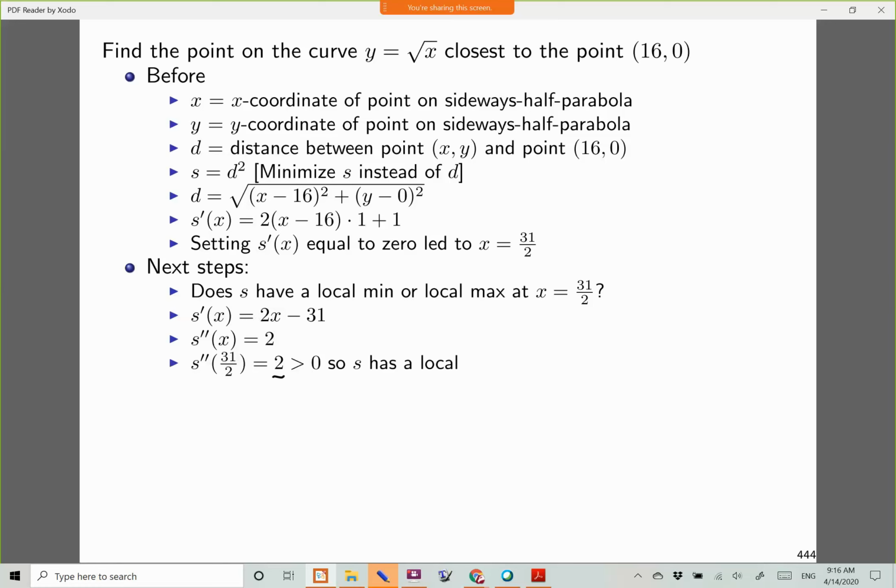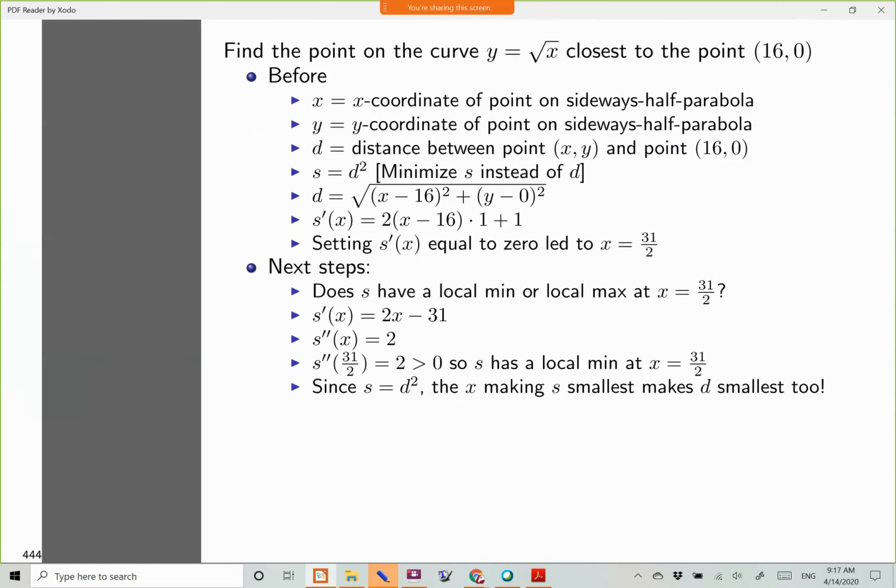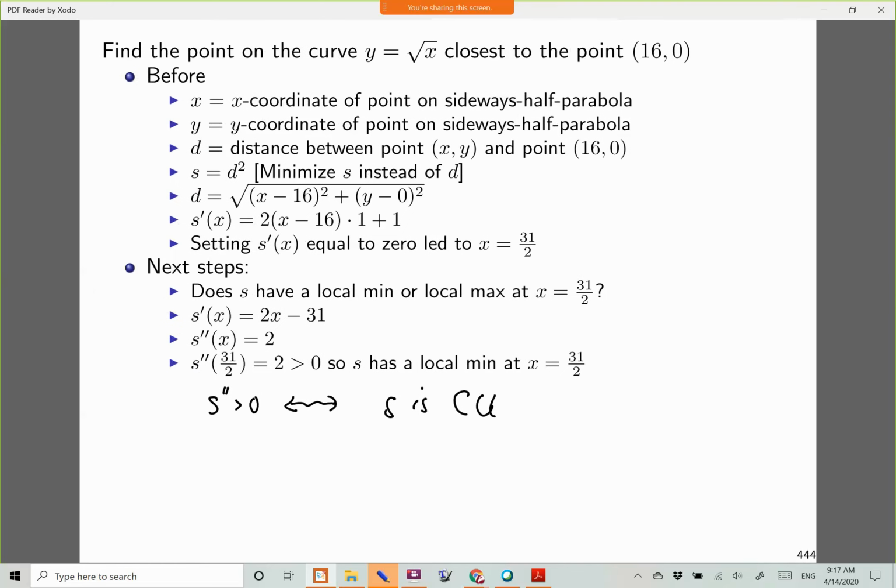And so the point is, since the value of the second derivative is positive, s has a local minimum. So s has a local minimum because, think about it, s double prime is positive, which corresponds to s being concave up. So if s is concave up, then that's going to lead to a local minimum.